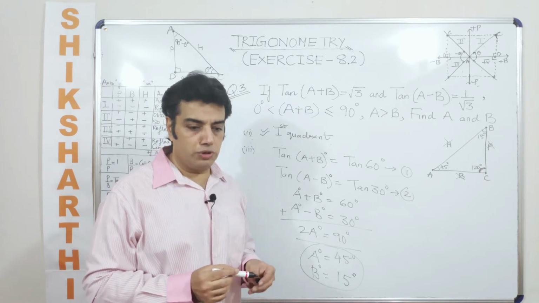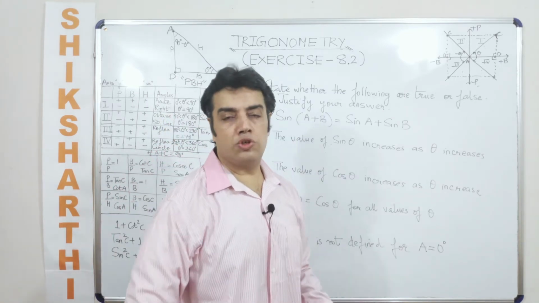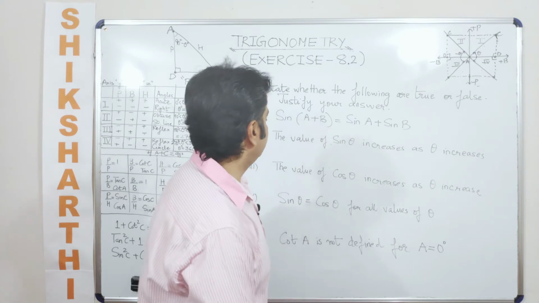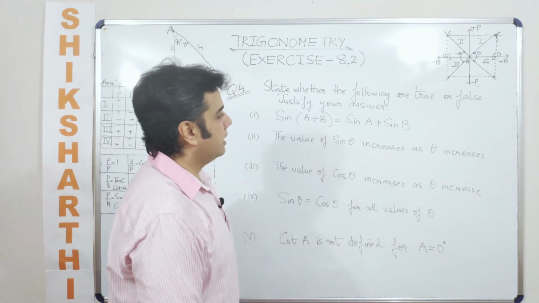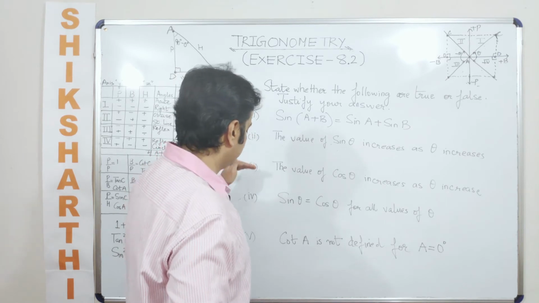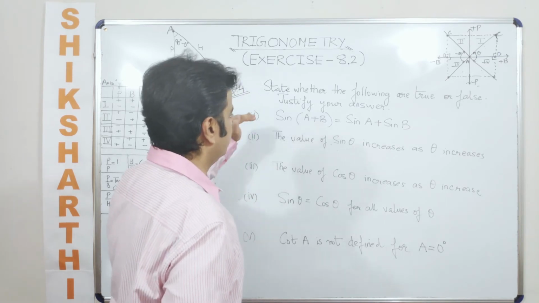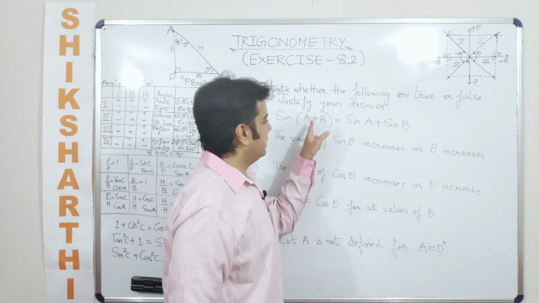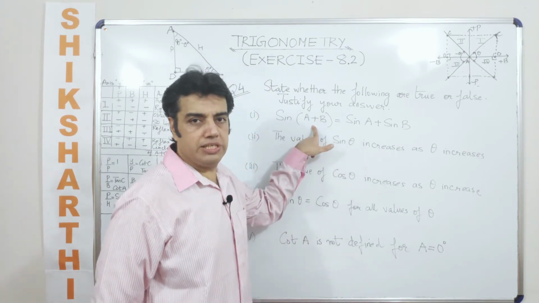Okay, let's move on to question number 4. Question number 4 basically says: state whether the following are true or false and justify your answer. This question number 4 is further subdivided into 5 parts. So starting off with the first part, we have to find out whether this is correct or not, and then we need to justify our answer.